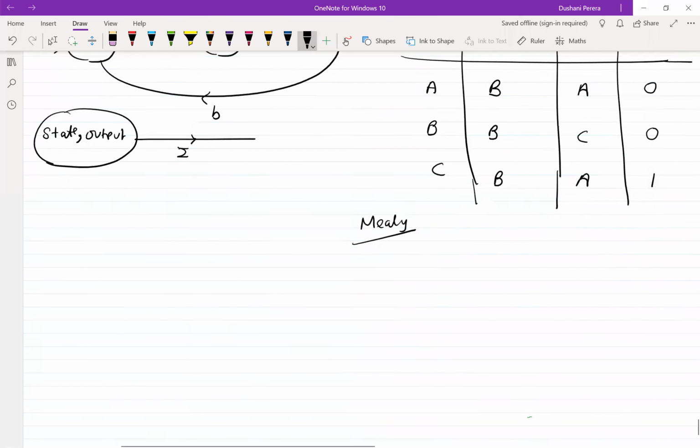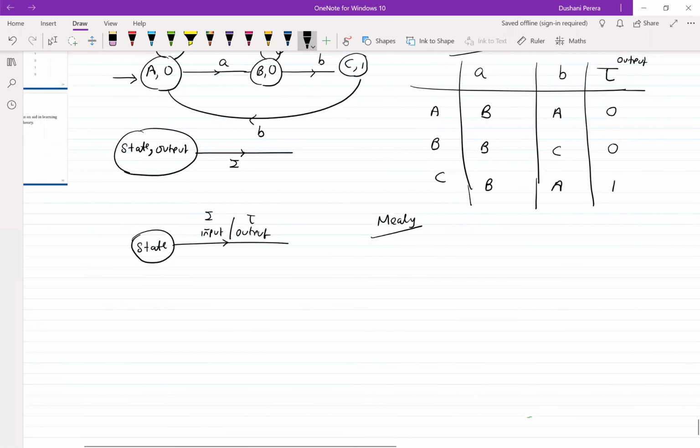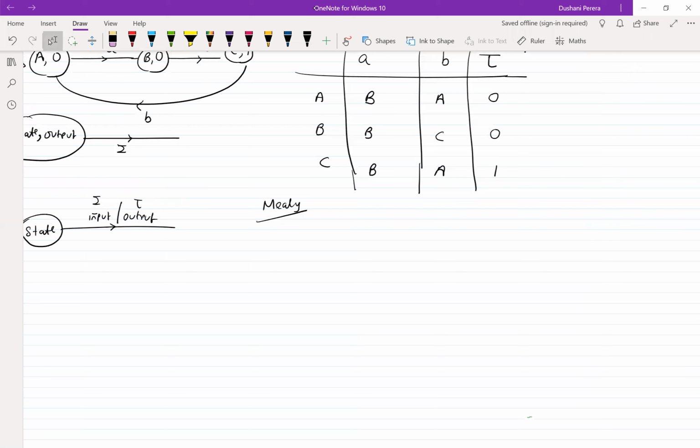Okay, so how does a Mealy machine work? In a Mealy machine, you have a state, and on your arrow, you have your input symbol and your output symbol. You have sigma and you have delta there. That is the format of a Mealy machine. Okay, right now let's convert this into the transition table of a Mealy machine.